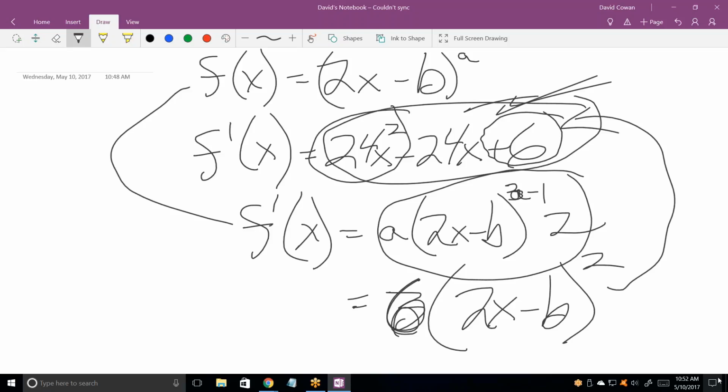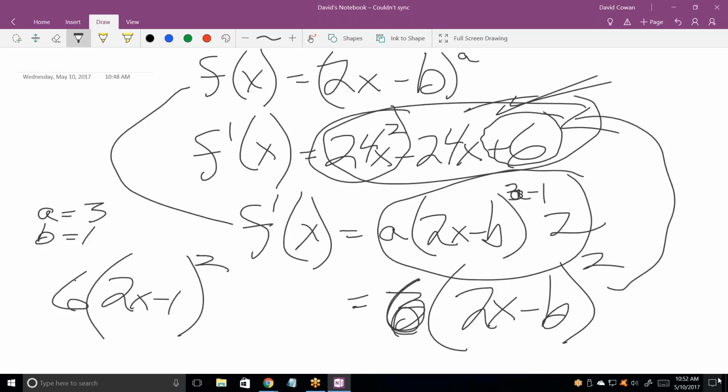Okay, so here's our answer. 6 times 2x minus 1 squared, and that is assuming a is 3 and b is 1. Okay. And now if I expand that out, I get 4x squared minus 4x plus 1. Now if I distribute the 6, I get our answer: 24x squared minus 24x plus 6. That makes sense.